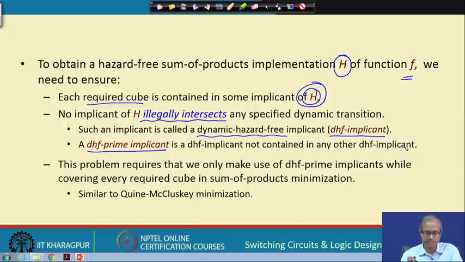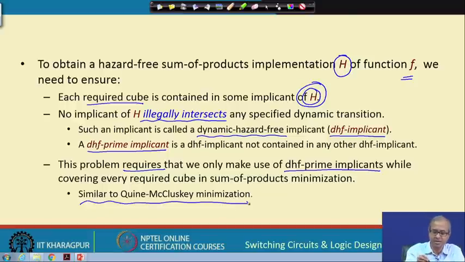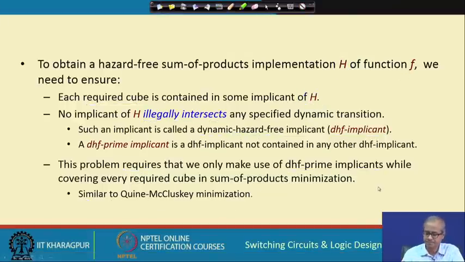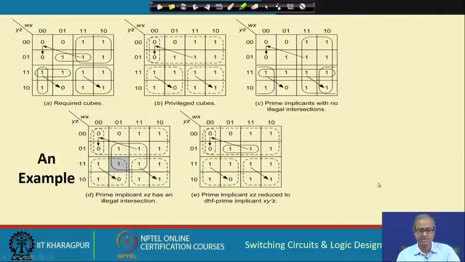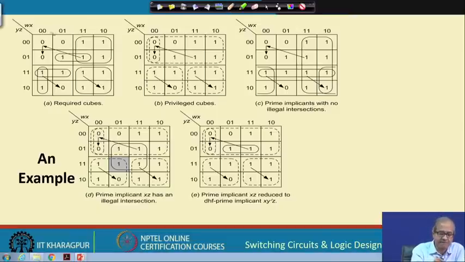Okay. So, here we require that we make use of DHF prime implicants only, and we need to cover all the required cubes, which is quite similar to Quine-McCluskey, that tabular method of minimization. So, we are giving one example to just illustrate the idea, again not going into too much detail. Okay. So, let us take an example here. Suppose we have a function here where the true minterms are shown and also the required cubes are shown.